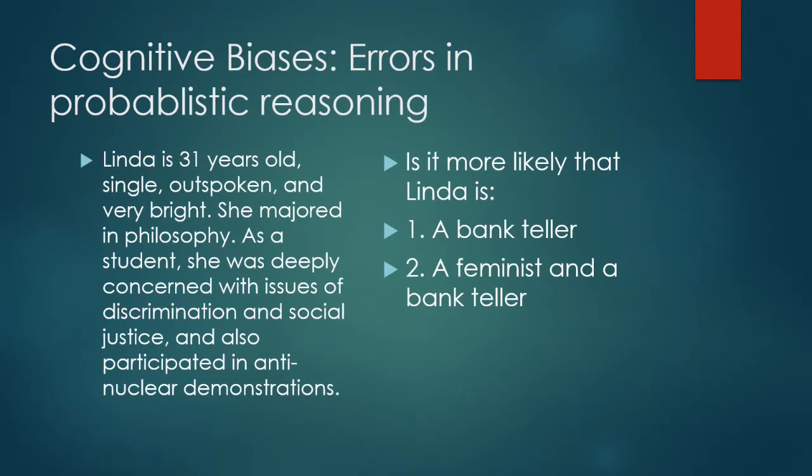Okay, so there's a little biography of Linda, and then people were asked the following question about her. Is it more likely that she is A, a bank teller, or B, a feminist and a bank teller? And people mostly answer two, not B.